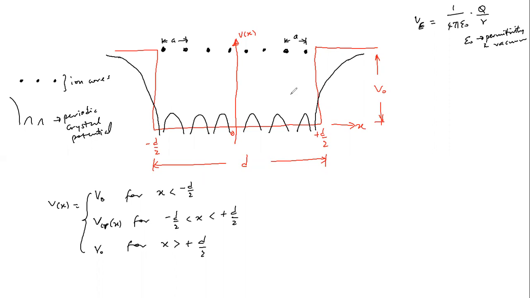Now, the crystal potential, V_CR, has the translational symmetry property such that V_CR of x plus a is the same as V_CR of x, where a is the periodicity of the lattice, okay? Because that's the point at which it repeats, between this point and this point. So then it repeats again. So a is the periodicity of the crystal lattice. In our case, we are dealing with a semiconductor device.